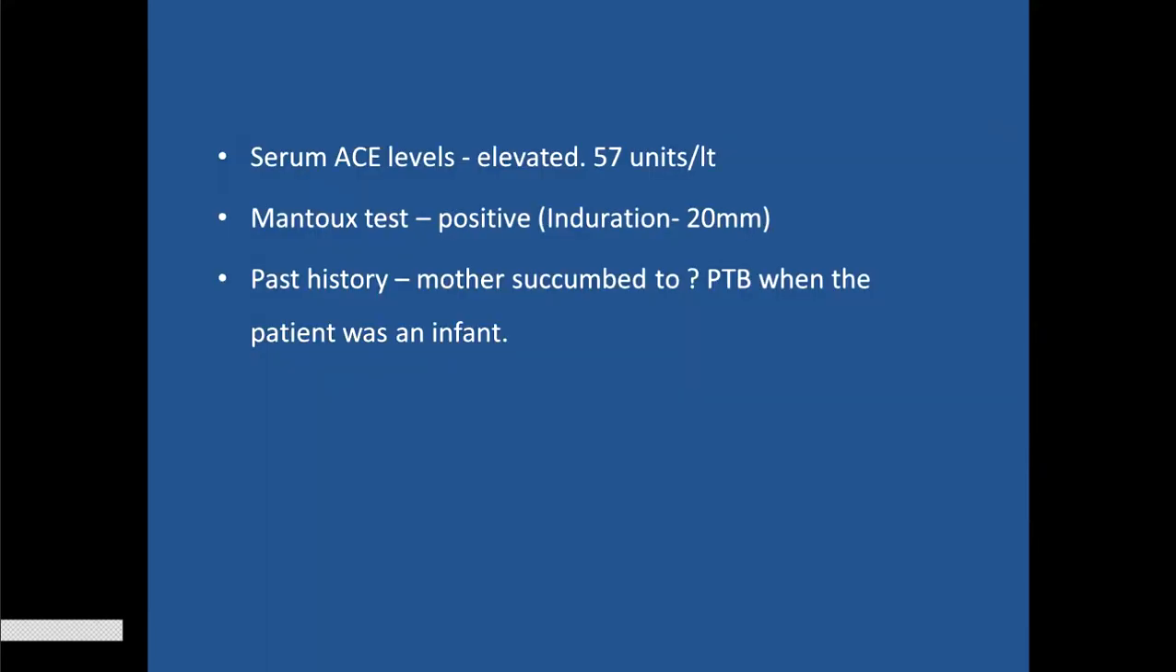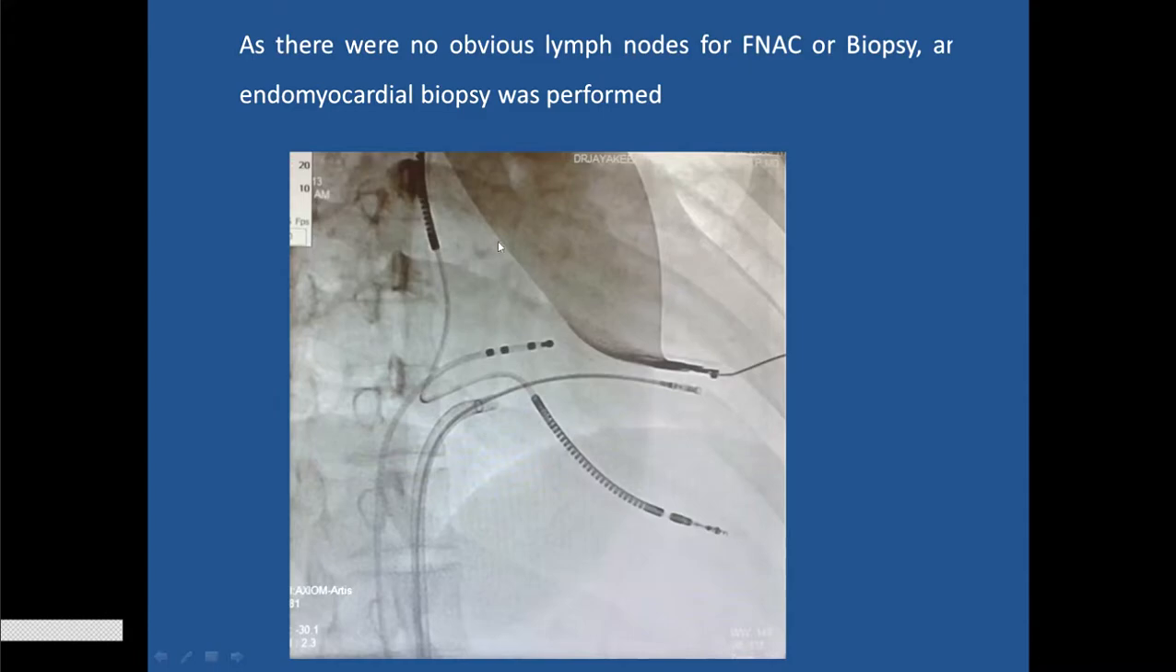We went ahead. How did we evaluate this patient? We did ACE levels, which were elevated. We did MON2, unfortunately, that also came positive. And past history is very significant. Mother succumbed to probably PTB. There were no records. And when the patient herself was an infant, probably mother also had sarcoid.